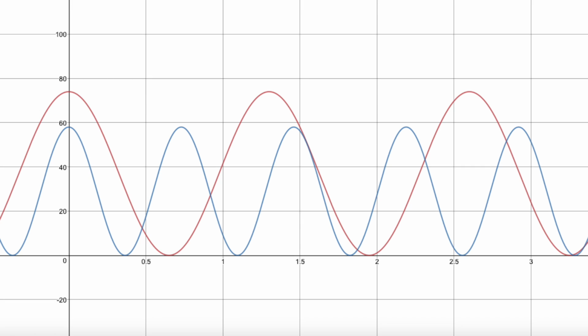This graph accurately shows the two vehicles' tire rotations as they make continuous cycles, where the red represents the truck and the blue represents the car.